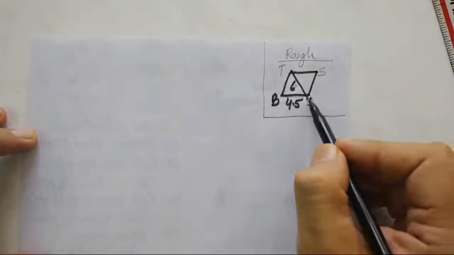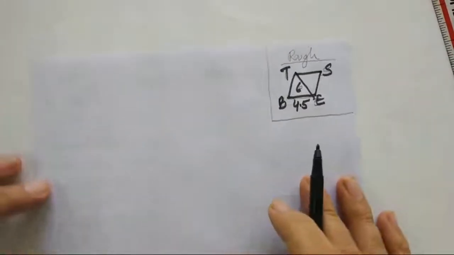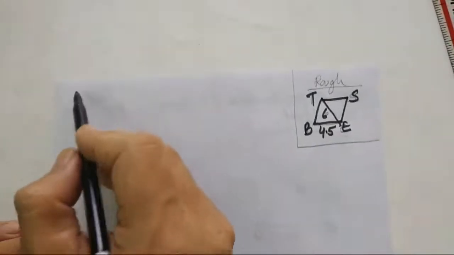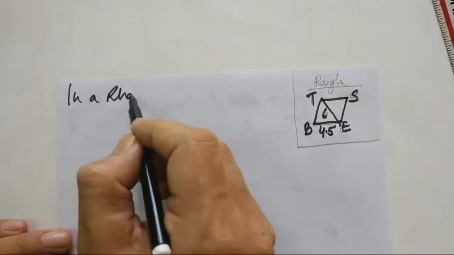If we see the rough figure, in the rough figure only names are given, but all parts are not given. Only 4.5 and 6 are given. If I name it, it is BEST. There is no other length given. So since it is a rhombus, I have to use a property of a rhombus. So I will write the property of a rhombus.